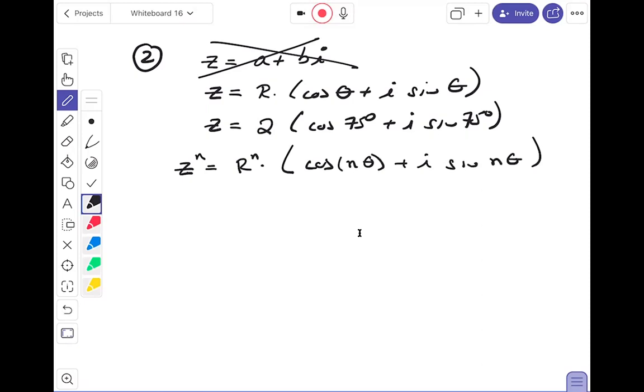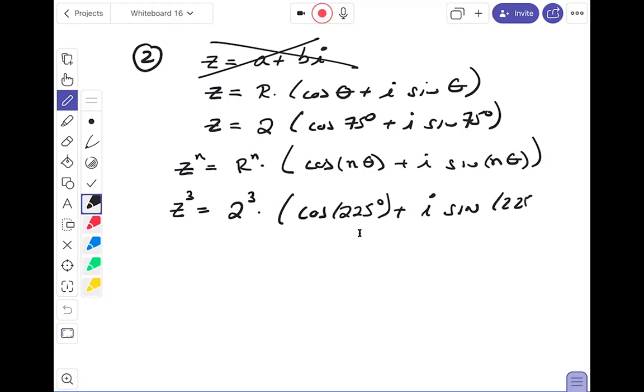All right. So what do I want? I want z cubed. So what's r? r is 2. It's going to be 2 cubed times cosine. Well, here comes the problem. It's 3 times 75 degrees. Well, that's going to be 225 degrees plus i sine 225 degrees. All right. So if you can do the arithmetic, I would recommend doing it. And what's 2 cubed? 8.